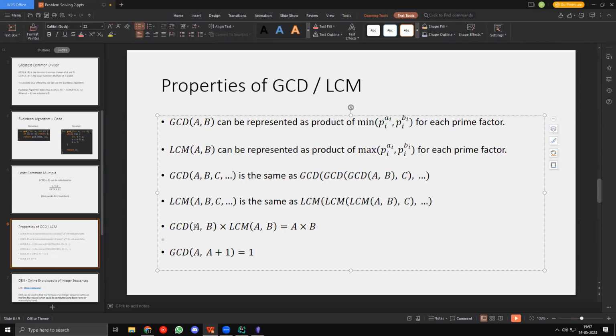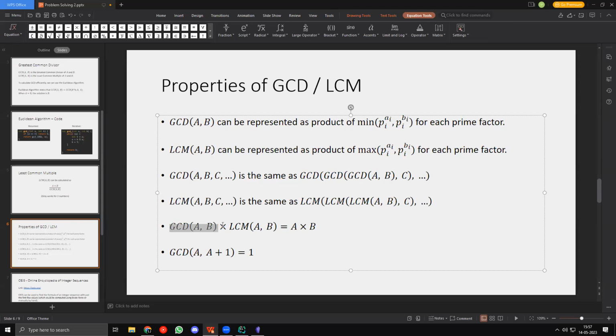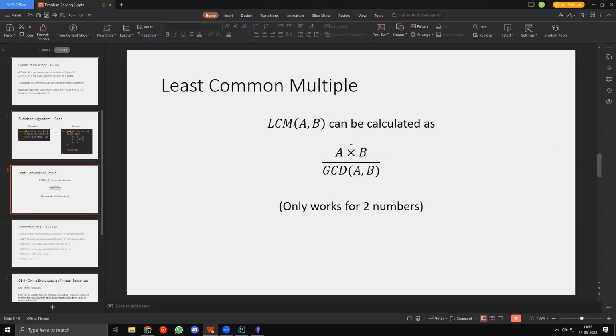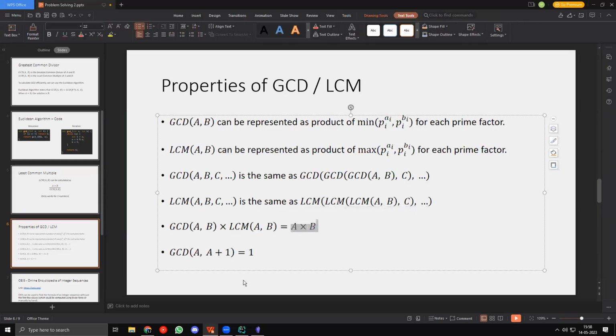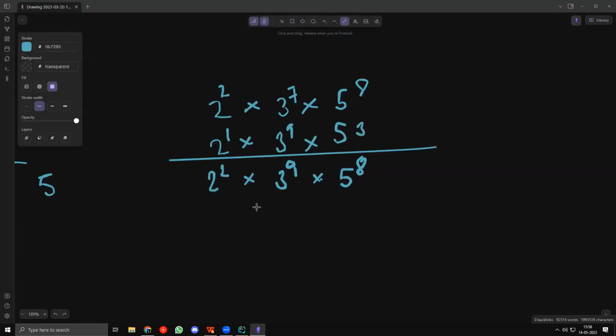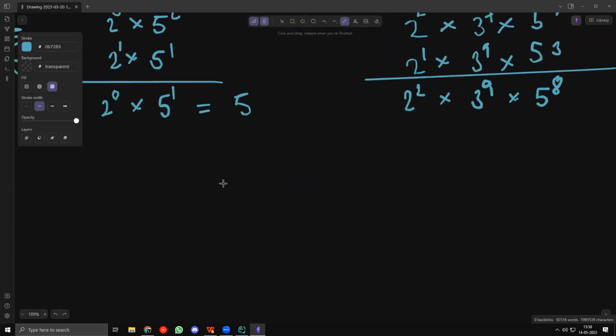Now, one more thing is that GCD of A, B times LCM of A, B equals A times B. Now this basically is the same as the previous one, right? Like LCM of A, B equals A times B divided by GCD. So LCM is AB by GCD, or basically LCM into GCD equals AB, right? Now let us look at the proof of this.